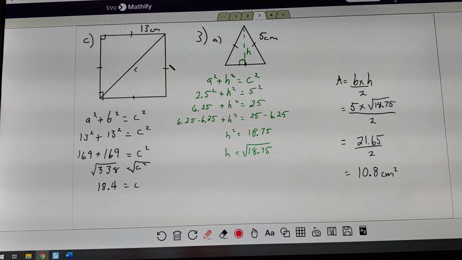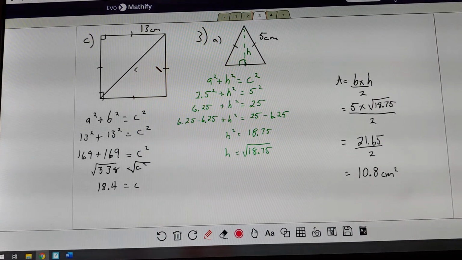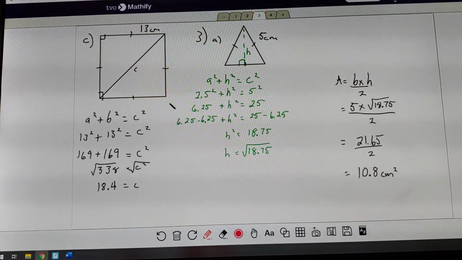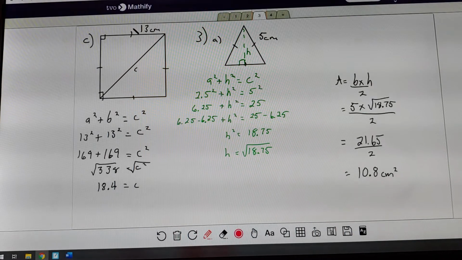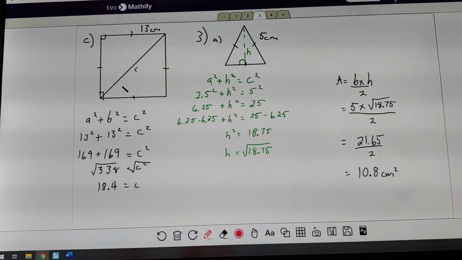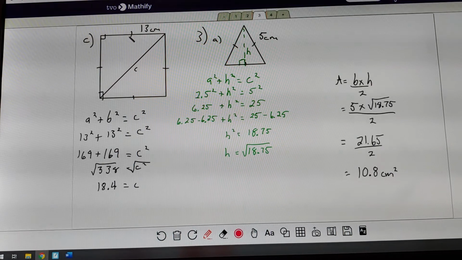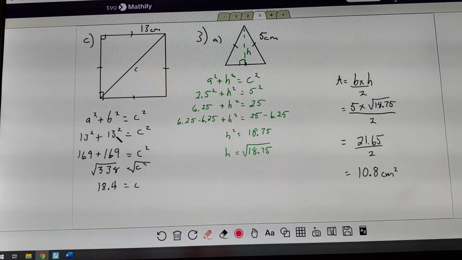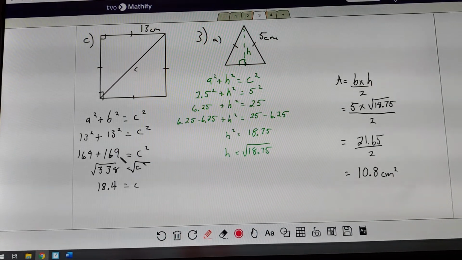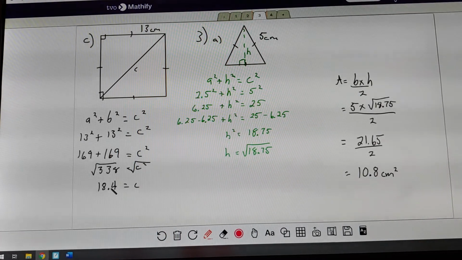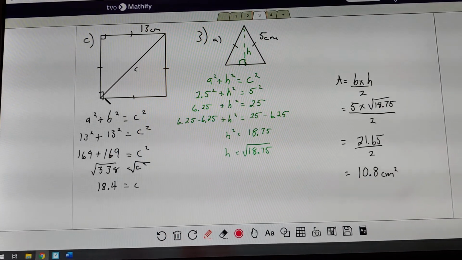Okay, on to 2C. So they gave us a perfect square with side lengths of 13 centimeters, and they asked for that. So this is actually the most straightforward one we've had so far. So they just want us to find side C. So 13 and 13, so that's A and B. So 13 squared is 169, add them up, we get 338, take the square root of both sides, 18.4. So this side here would be 18.4 centimeters long.